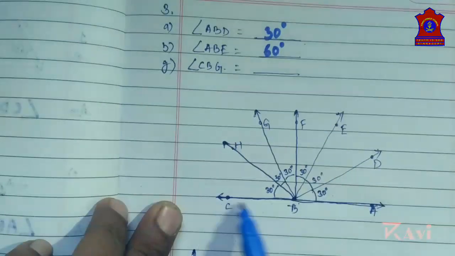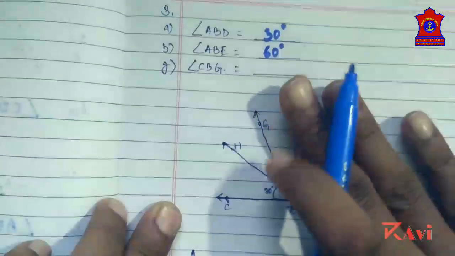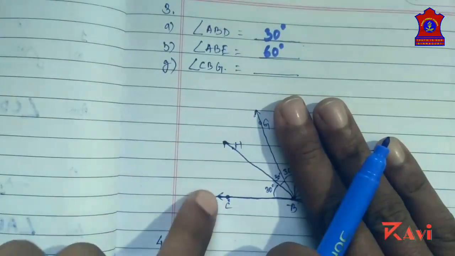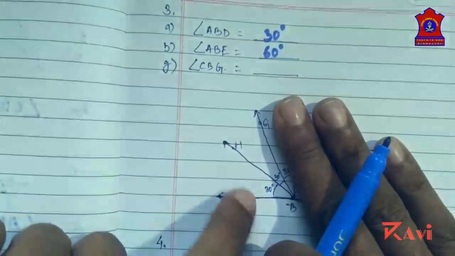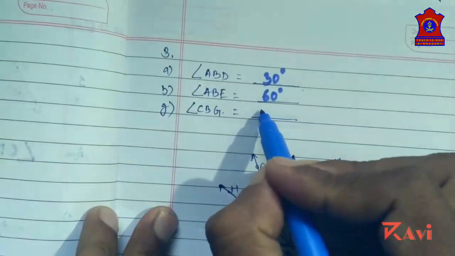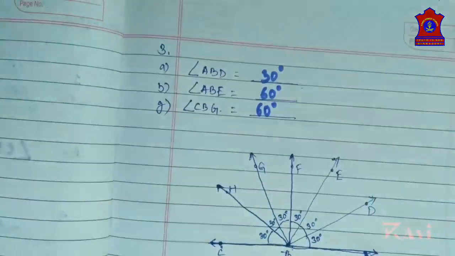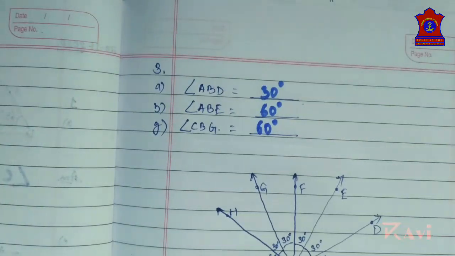Now let's move to question number G. Angle CBG. It means you need to hide these parts. In between CBG you find there are two angles, 30 degree plus 30 degree. How much? 60 degree. So write 60 degree. Like this you can easily identify the measure of each given angle.